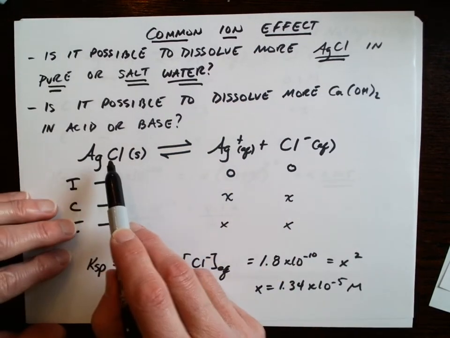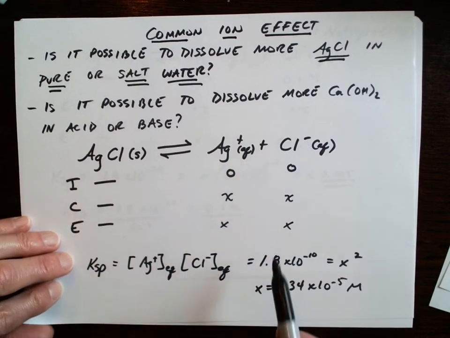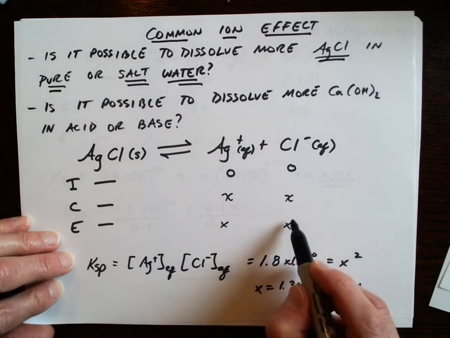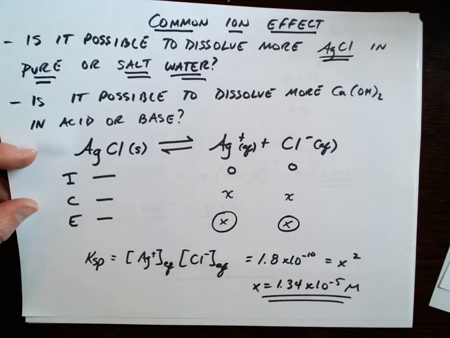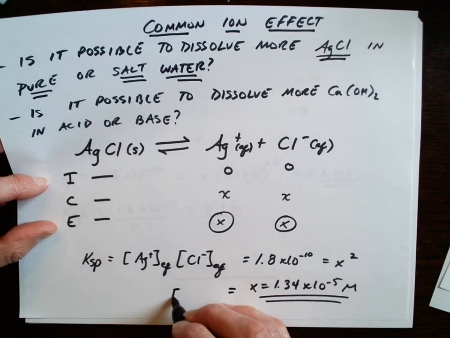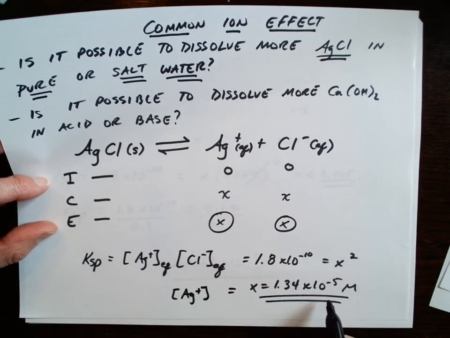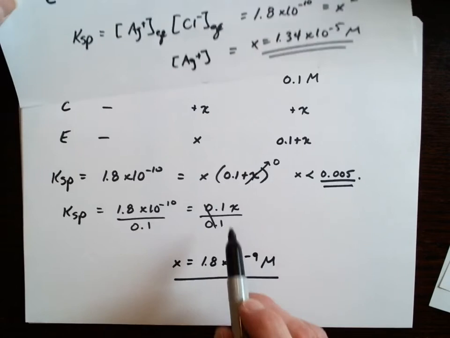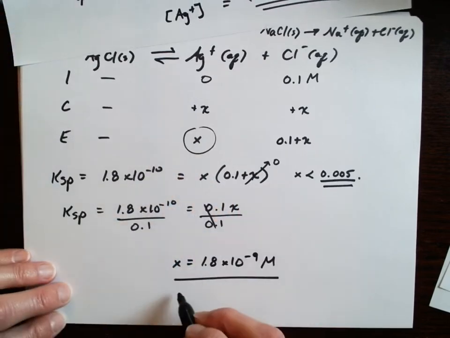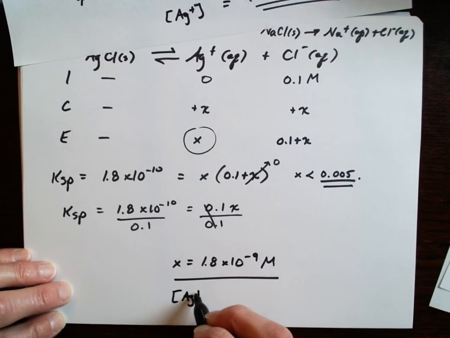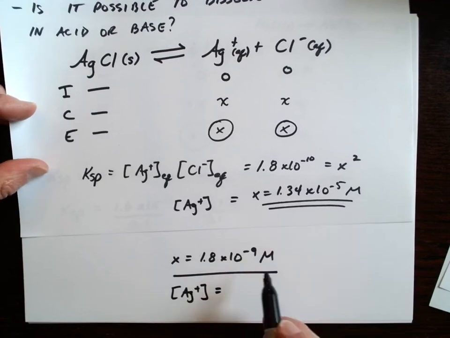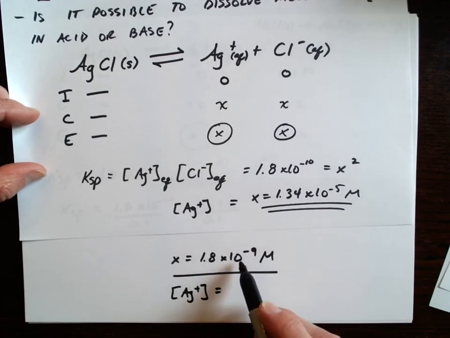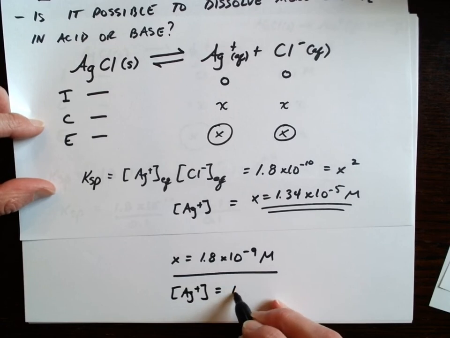In the case where we dissolve silver chloride in pure water, we found a concentration of 1.34 times 10 to the negative 5 molar. That's how much silver ion and chloride ion we could get dissolved into the solution. So let's look at this as the concentration of silver, of course, 1.34 times 10 to the negative 5th. Here, X, which is the concentration of silver. Holy cow, what's that? That's roughly 10,000 times, 10 to the 4th, less concentrated silver.